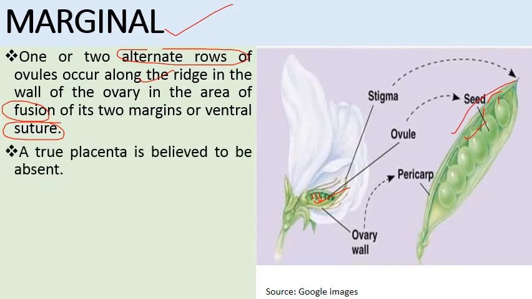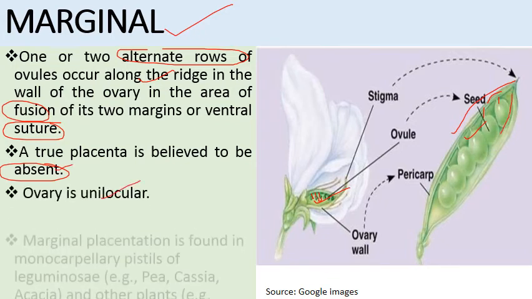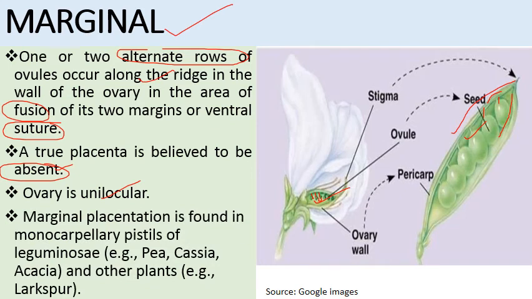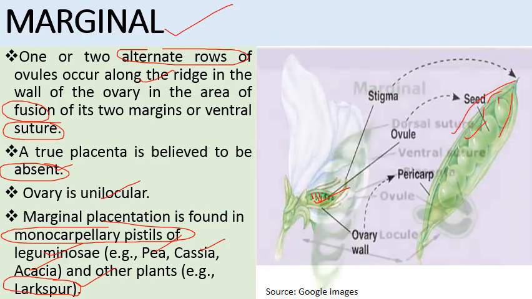A true placenta is believed to be absent. इसमें जो true placenta है वो absent होता है, ऐसा माना जाता है. Ovaries unilocular, एक ही chamber होता है इस ovary में. Marginal placentation is found in case of monocarpellary pistils of leguminosae members. जो leguminosae के members हैं means Fabaceae के members हैं. For example, P, Acacia. इनमें marginal placentation present होती है. There are some other plants like larkspur, that is Delphinium, इसमें भी marginal placentation present होती है.